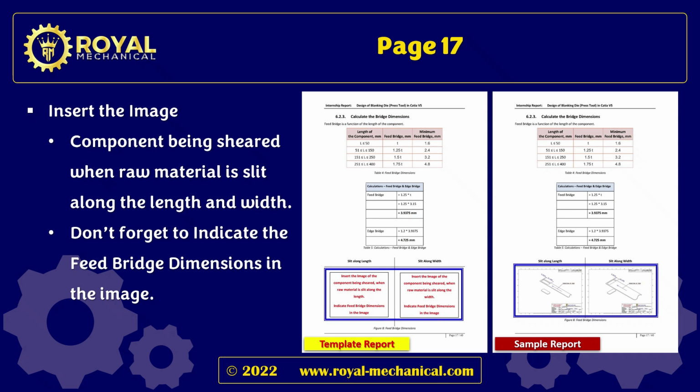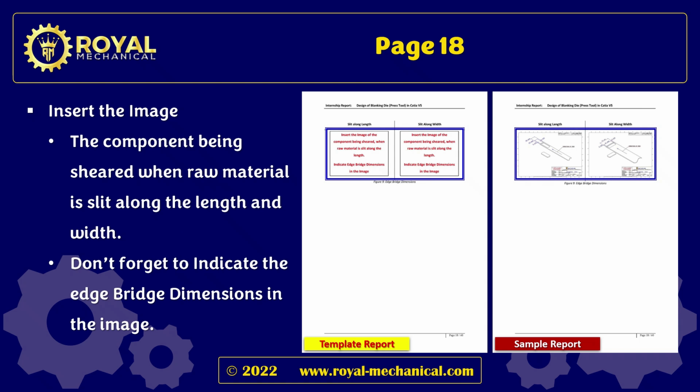Page 17 is to calculate the edge and feed bridge dimensions. Insert the images of the component being sheared when raw material is slit along the length and width. Don't forget to indicate the feed bridge dimensions in the image. Page 18, insert the images of the component being sheared when raw material is slit along the length and width. Don't forget to indicate the edge bridge dimensions in the image.